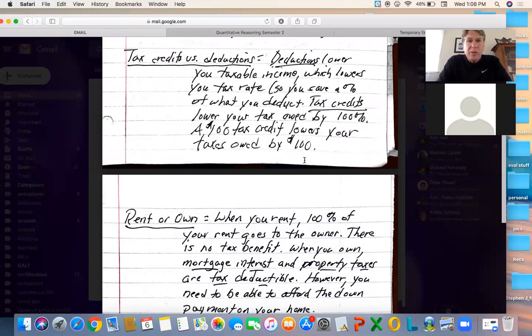It's a big difference between a tax credit and a tax deduction. Tax credit, you get 100% credit for. Tax deduction, you only get the percentage within your bracket. So you don't get it all.